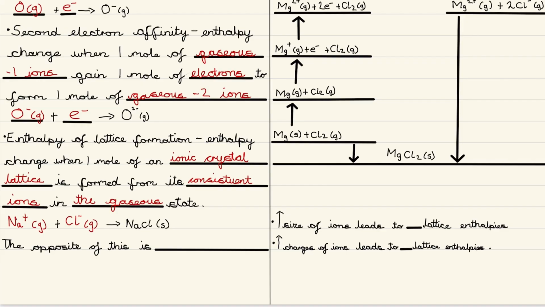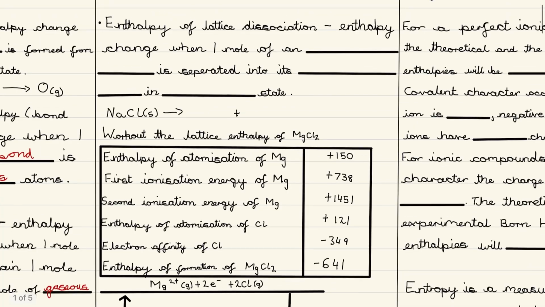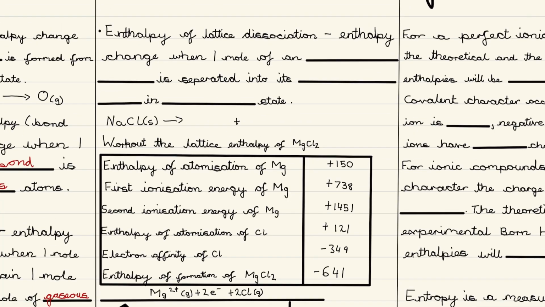The opposite of lattice formation is lattice dissociation. So if we go up here, we have the formal definition of lattice dissociation, which is the enthalpy change when 1 mole of an ionic crystal lattice is separated into its constituent ions in the gaseous state. So for example, for sodium chloride it would be sodium chloride solid turns into Na+ in the gaseous state and Cl- in the gaseous state.